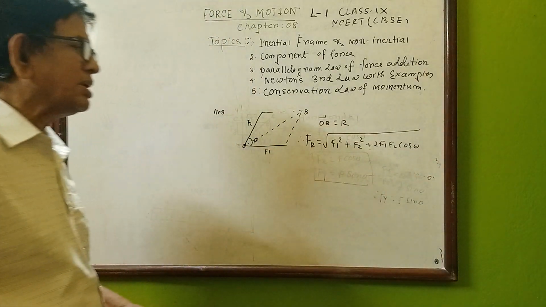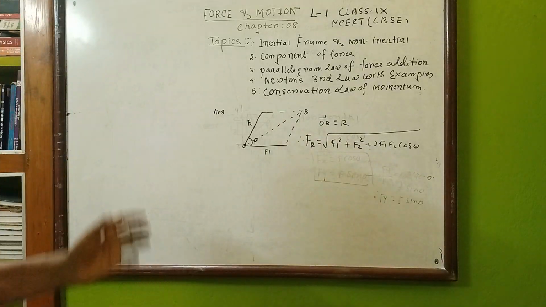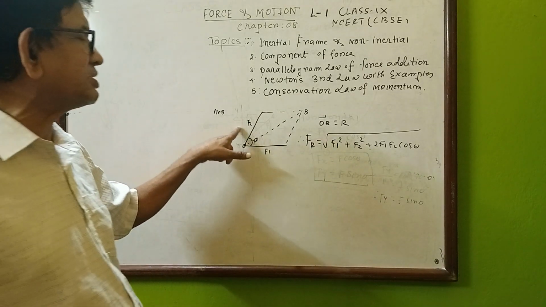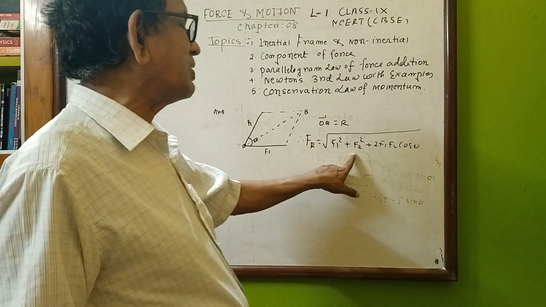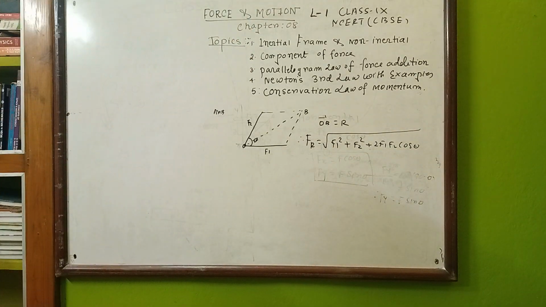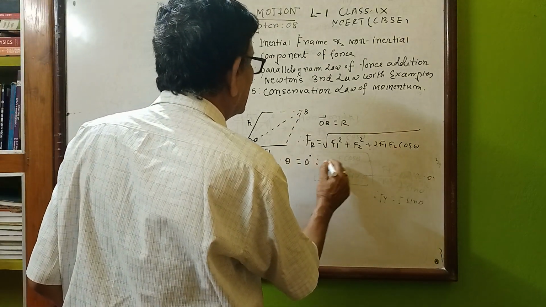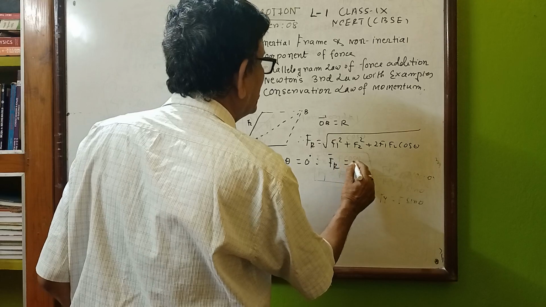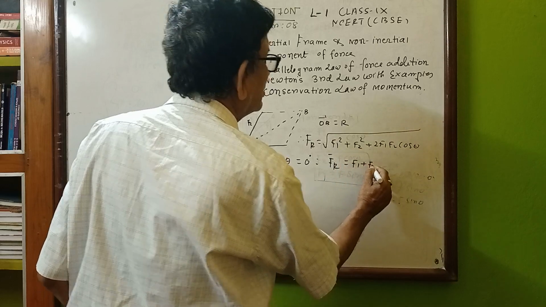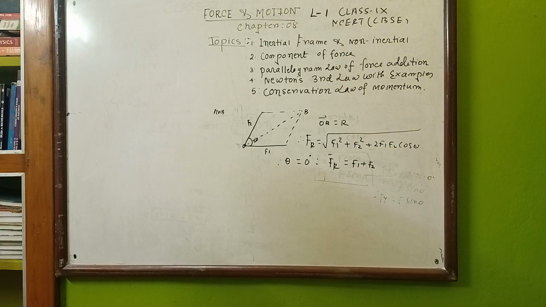Now I am taking the force vector, but you can take any vector and apply the same principle. Suppose here are two momenta, then P1 square plus P2 square plus 2 P1 P2 cos theta. Theta is the angle between the two vectors F1 and F2. Now if theta equals 0 degree, then the resultant force will be numerically F1 plus F2. You know, when a boat is moving along the current of the river, then you consider the resultant velocity of the boat plus the velocity of the current of water.